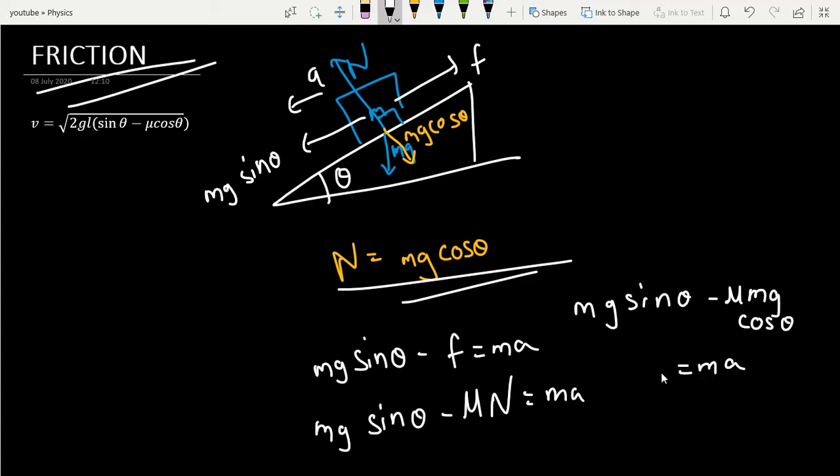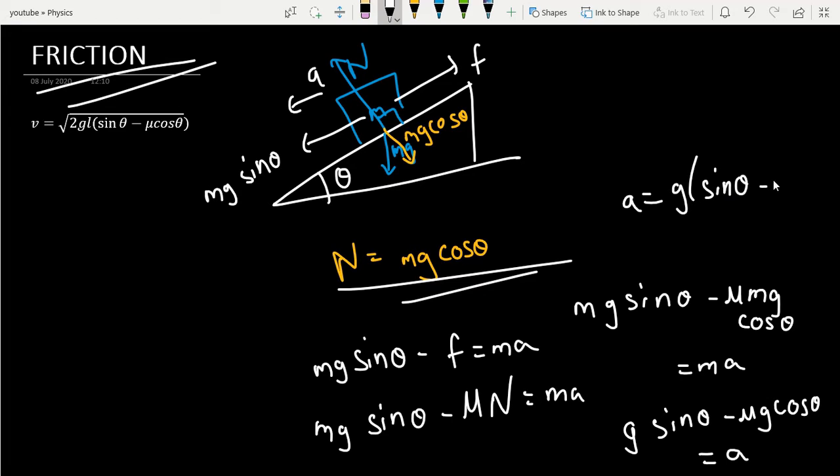If we cancel the m, we are going to get g sine theta minus mu g cos theta is equal to acceleration. Okay, so this is the formula for acceleration: a is equal to g sine theta minus mu cos theta, multiplied by g.